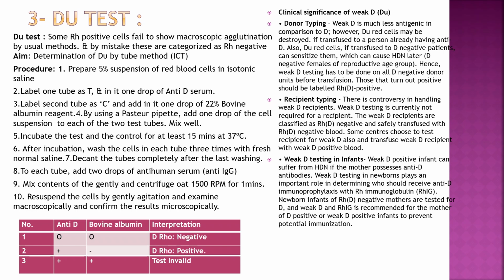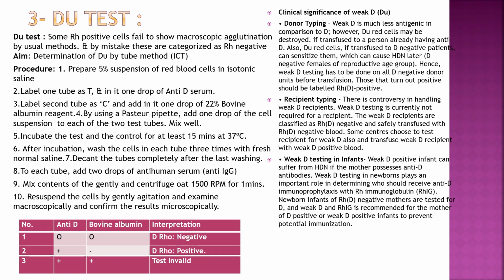However, DU red cells may be destroyed if transfused to a person already having anti-D. Also, DU red cells, if transfused to D negative patients, can sensitize them, which can cause HDN later if the D negative patient is a female of the reproductive age group. Hence, weak D testing has to be done on all D negative donor units before transfusion. Those that turn out positive should be labeled as RHD positive.